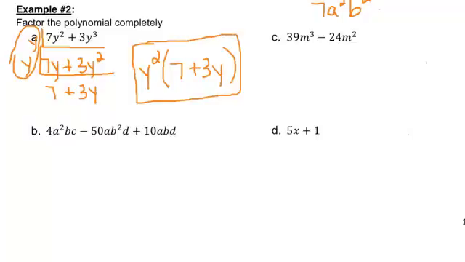Now if you can see that they have a y squared in common, by all means the first step you can just divide both y's out and you should end up with the same answer as well. For the next example, we're going to go down to part B.